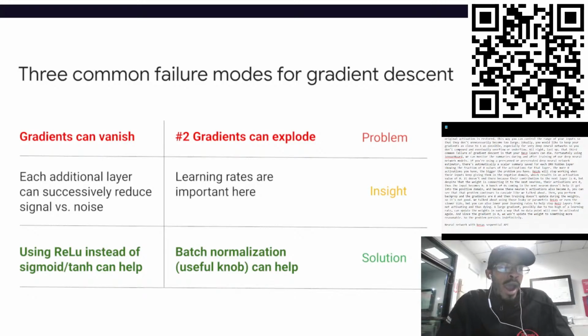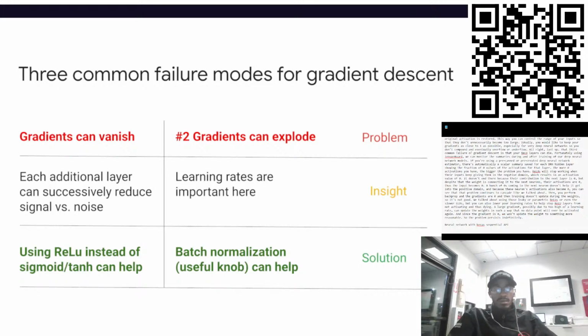Well, to perform batch normalization, you first find the mini batch mean, then the mini batch's standard deviation, then you normalize the inputs to that node, then scale and shift by y equals gamma times x plus beta, where gamma and beta are learned parameters. If gamma is the square root of x and beta is the mean of x, the original activation is restored. This way you can control the range of your inputs so that they don't unnecessarily become too large. Ideally, you would like to keep your gradients as close to 1 as possible, especially for very deep neural networks, so you don't compound and eventually overflow or underflow.